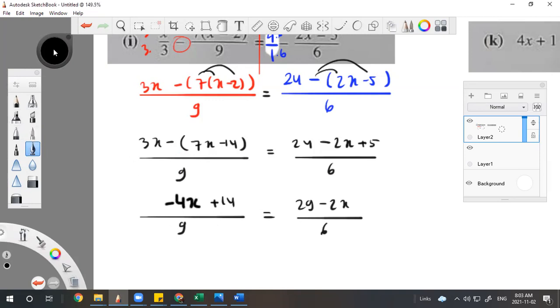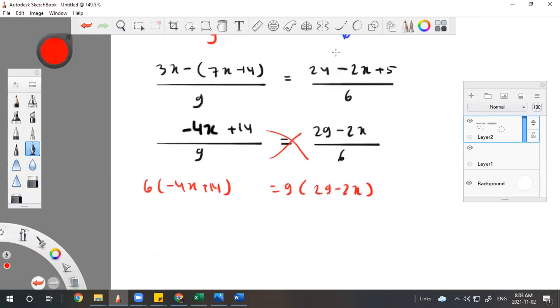Okay, so do the cross multiplication because we have the fraction on both sides. So 6 bracket negative 4x plus 14 equals 9 bracket 29 minus 2x. Almost done, and almost done. 24x negative. Gede banget angkanya. Ayo. Sebel lihat. 84, right? Equals 81. Udah males calculator.